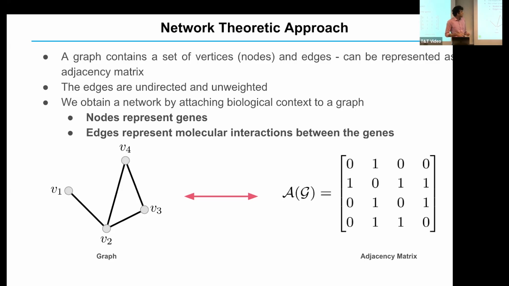Now that we have a graph, you can take this graph and attach some biological context to it, converting it into a network. From now on, whenever I talk about nodes, each represents a gene, and the edges represent the molecular interactions between those two genes. These molecular interactions can be determined purely from data. I'll explain how we do that in the upcoming slide.